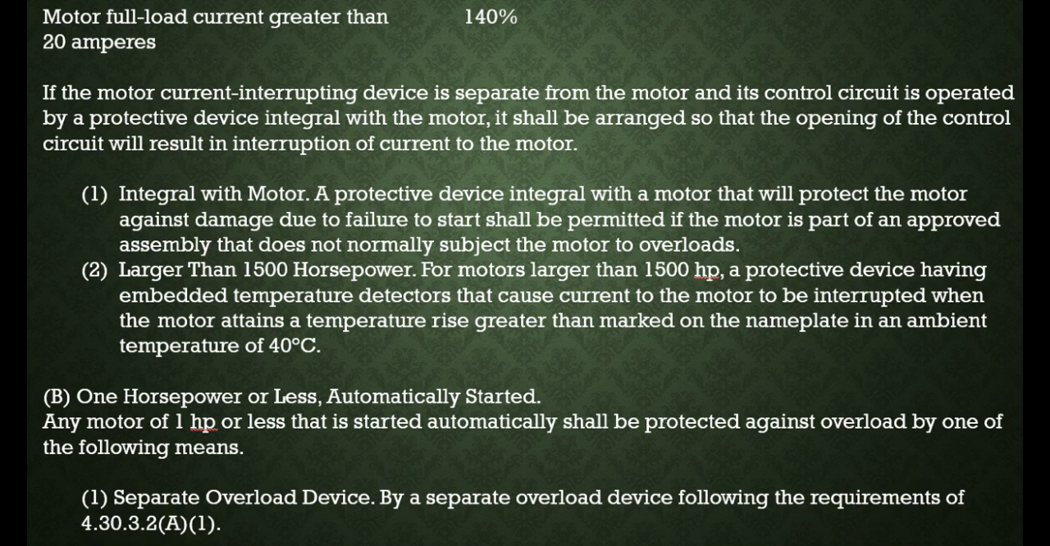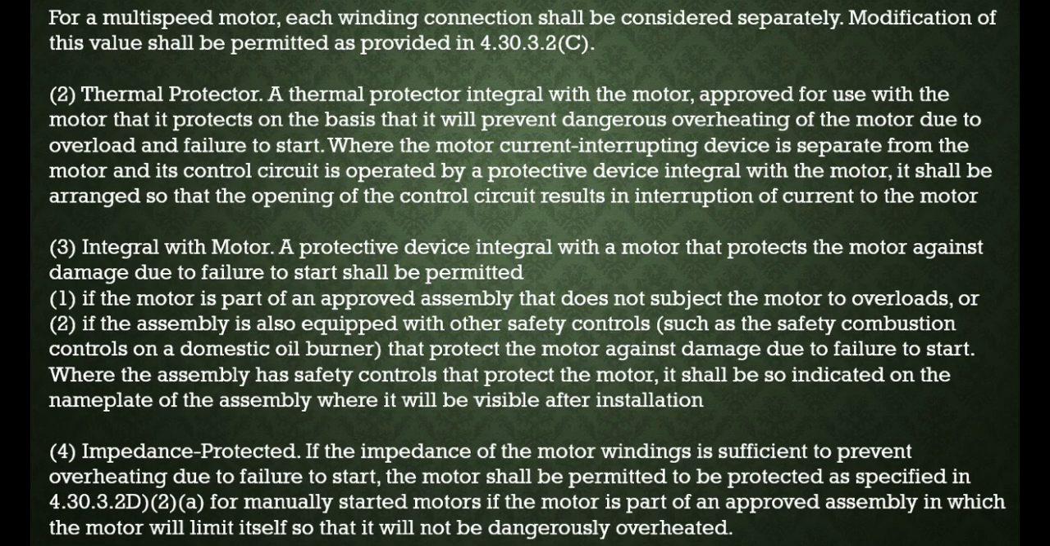Automatically started motors of 1 horsepower or less need overload protection via a separate overload device following requirements in 4.30.3.2a1. And for multi-speed motors, each winding is considered separately. Thermal protectors must prevent dangerous overheating. Integral protective devices are allowed if the motor is part of an approved assembly not subject to overloads, or if the assembly has safety controls.